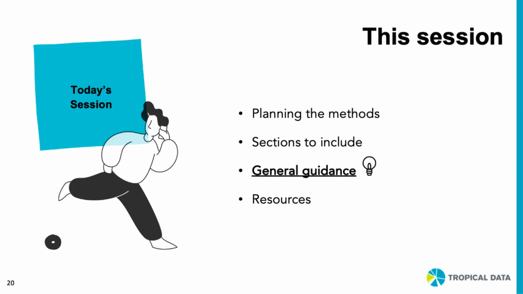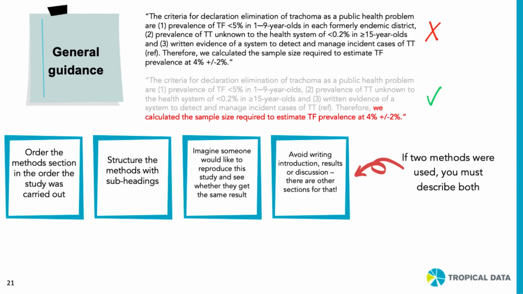Now let us discuss some general guidance for writing the methods section. The methods section should be ordered in the order that the study was carried out and structured with subheadings. The methods should be specific and detailed enough to enable someone to repeat your study if they wanted to, so it's best to include as much information as possible. For example, if 2 methods were used to estimate sample size in different surveys, both should be described.